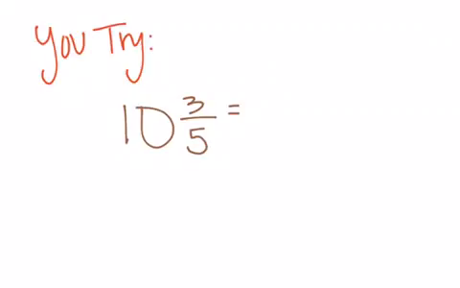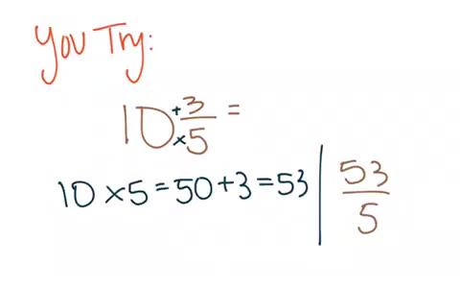All right, we'll have you try, hit pause, hit play when you're ready to see the answer. All right, guys, my answer was 53/5. I multiplied 5 times 10. Added 3, got 53, and I kept my same denominator, which is 5.